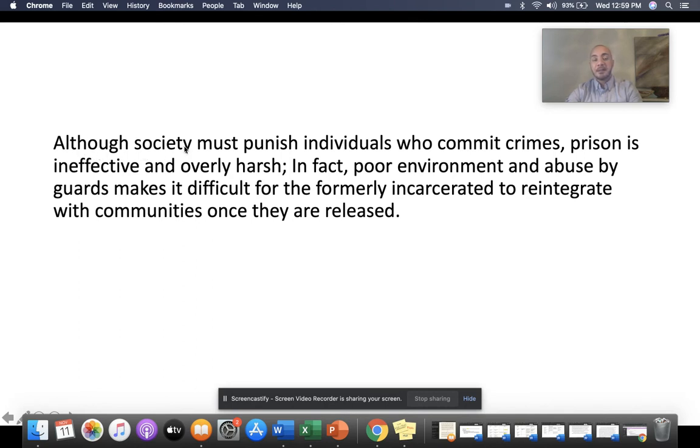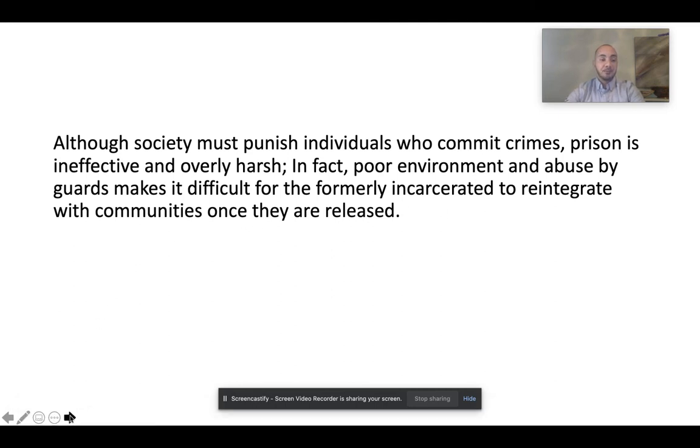In a complex sentence, we acknowledged the counter position. Right? You might begin with a subordinating conjunction such as although, or even though, or despite. From here, once we've introduced the counter position, we now introduce our own opinion or our own position: prison is harsh or ineffective. And then in the latter half of the sentence, which is the compound part of the sentence, we've included the 2 to 3 logical pieces of support: poor environment, the abuse by guards, and then the effect of that is that it's difficult for people to reintegrate into society. Let's take a look at one more example.